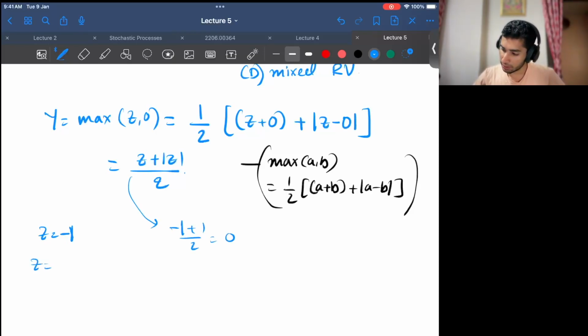So let's say z is equal to 2. The answer should be 2, right? What does this thing do? 2 plus mod of 2 is again 2, by 2, which is equal to 2.